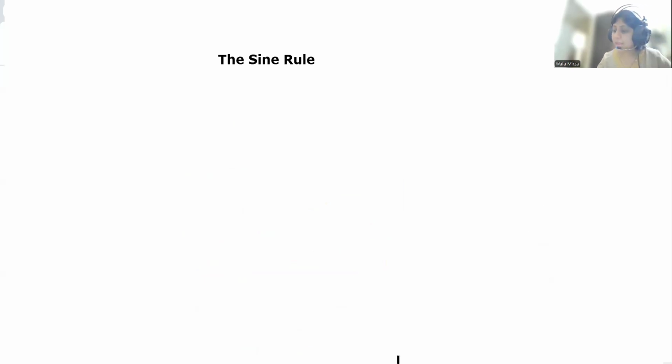So now in the next question, again you are given a triangle which is not a right angle triangle. So you cannot use Pythagoras theorem. You cannot use the trigonometric ratios, that is sine theta, cos theta, tan theta. So I will just draw the triangle first.